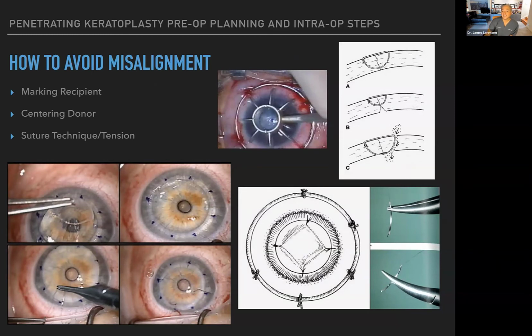And then how do you avoid misalignment? Remember, you want to see that little diamond. That's the trick. You want to mark it, you want to center it, and you want to have the same suture technique and tension all the way around. So like I said, 1.5 millimeters on either side to 2, and you want to have the same tension, which is moderate tension, but it's enough that you can cinch down the knot, okay? You want to see like an indentation, a fold in the cornea.